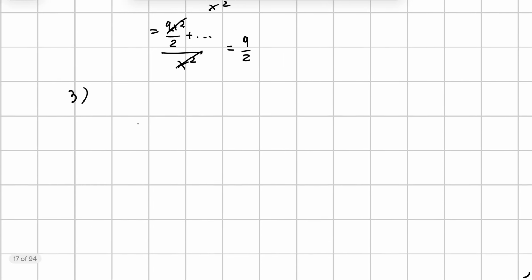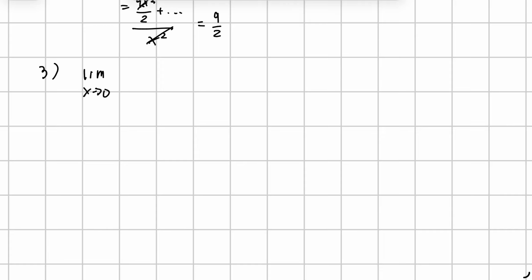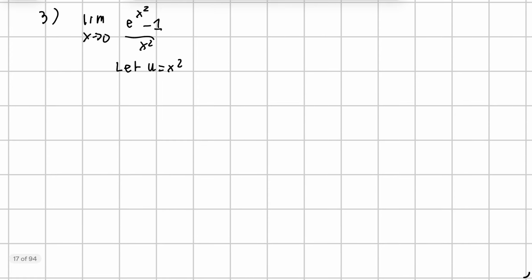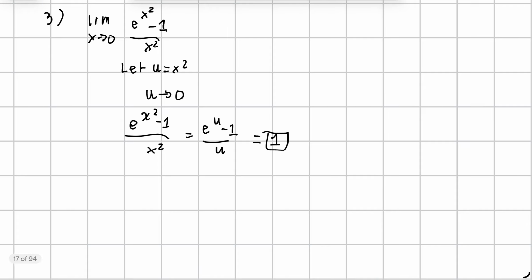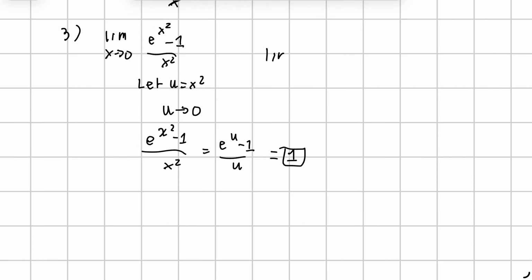Third, we have the limit as x approaches 0 of e to the power of x squared minus 1, all divided by x squared. So we're going to let u equal x squared, so we can do u substitution. So as x approaches 0, u is going to approach 0. So that means that e to the power of x squared minus 1 all over x squared is equal to e to the power of u minus 1 all over u. So this is going to equal 1. This is matching our standard limit, which is the limit as u approaches 0 of e to the power of u minus 1 over u is equal to 1.